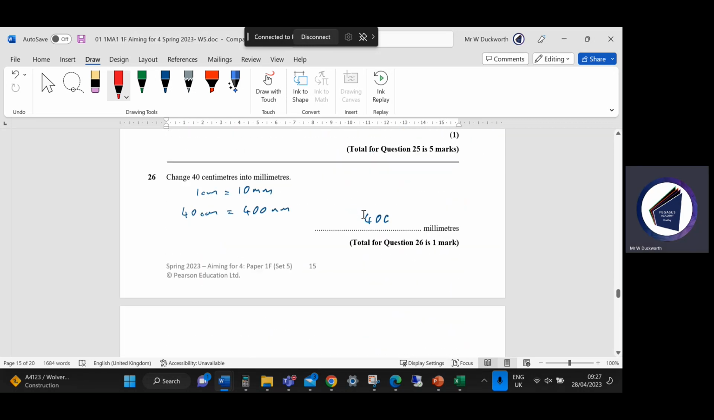Right. Question and marks for 26. Then it's just a B1 mark for 400. I haven't made that 0 very clear, but it's shown quite clearly there as well.